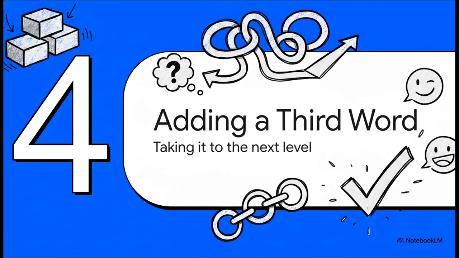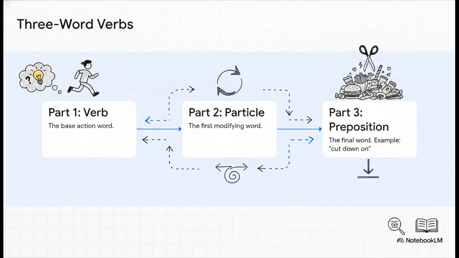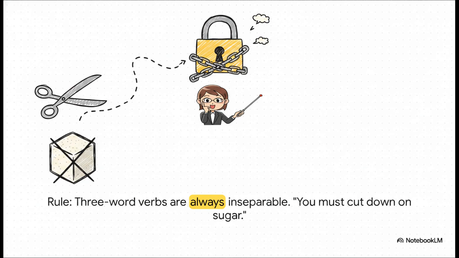Just when you think you've got it all figured out, English is like, wait, there's more. Yep, sometimes you get 3-word phrasal verbs. But honestly, the rule for these is the easiest one yet, so don't even sweat it. It's a super simple formula. You've got your verb, your particle, and then a preposition tacked on at the end. So for example, cut down on. You know, like when you try to eat less sugar. And here it is, the beautifully simple rule. These 3-word verbs are always inseparable. Always. No exceptions. You just treat the whole thing, cut down on, as one solid block. So you have to say, you must cut down on sugar. You can't say, cut sugar down on. No way. See? Super easy.